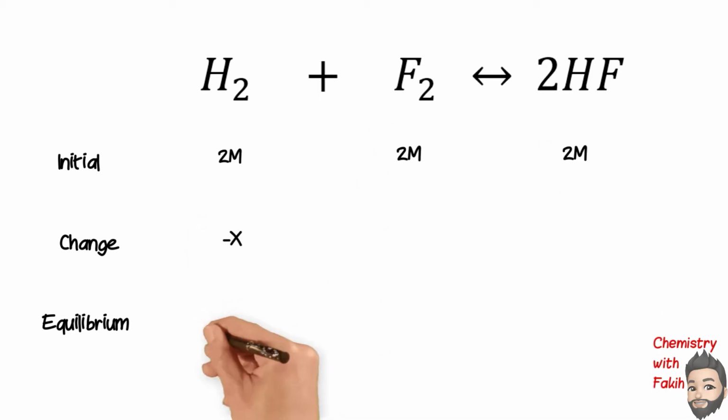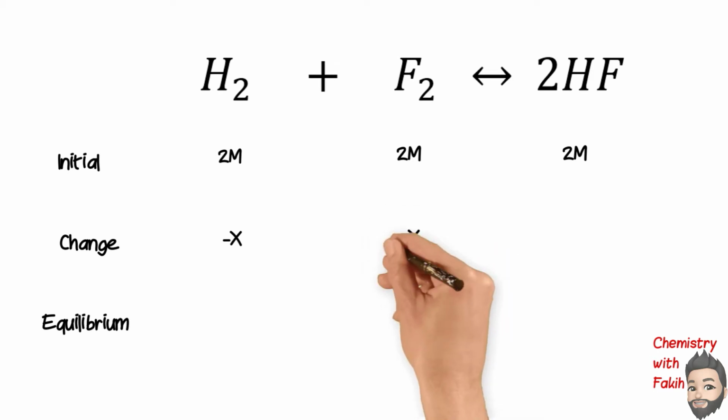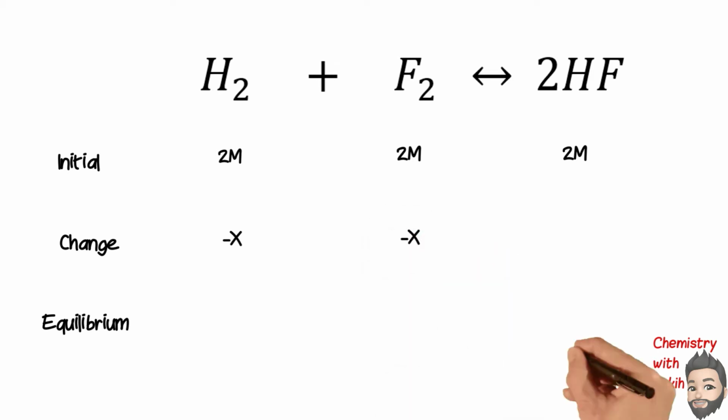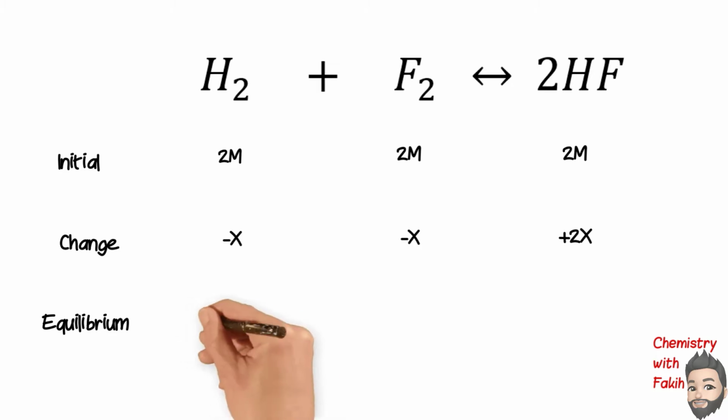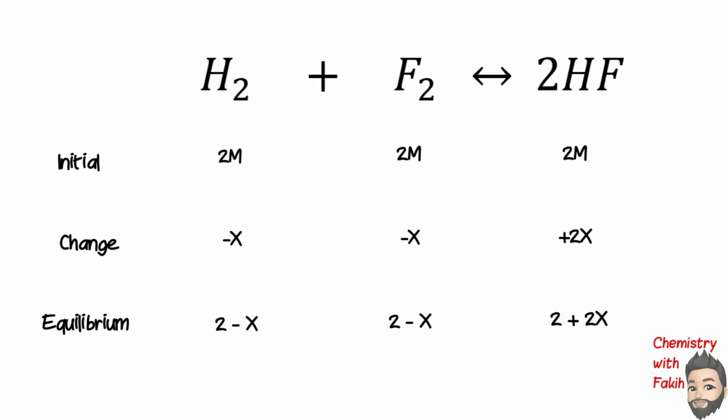Let X equal the number of moles per liter of H2 consumed to reach equilibrium. The stoichiometry of the reaction shows that X molar F2 also will be consumed and 2X molar HF will be formed. Now equilibrium concentrations can be expressed in terms of X by adding the initial and change for each species.